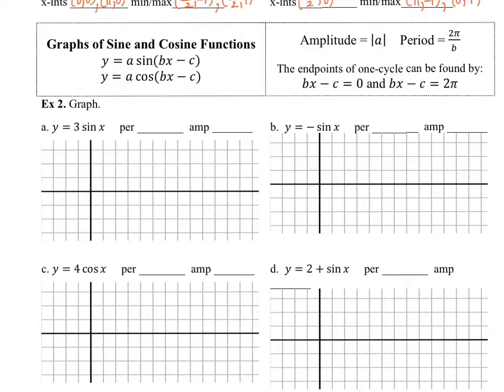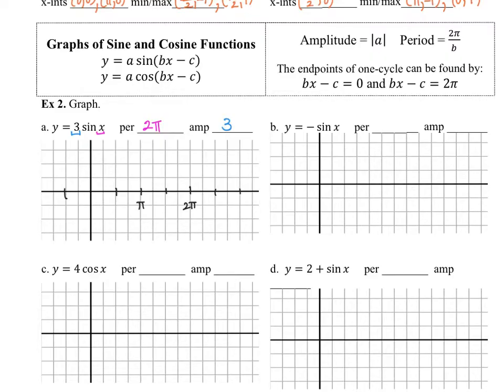Okay, let's try these first couple basic ones out. This is sine of x, so the period stays 2 pi. The amplitude is going to be 3 because the absolute value of 3 is 3, and this is a sine function. Since the period's 2 pi, I know I want to make it to 2 pi. And normally if we divide it into 4 equal segments, that helps get our 4 key points here.